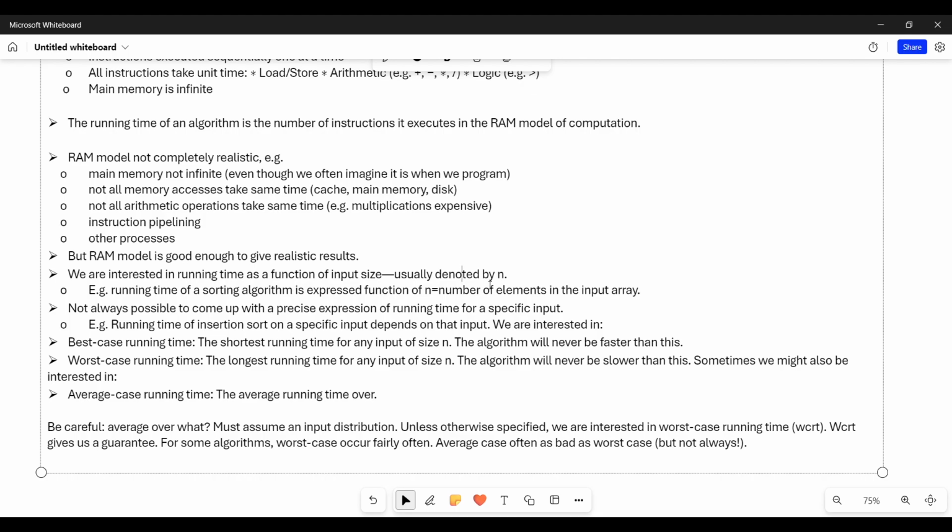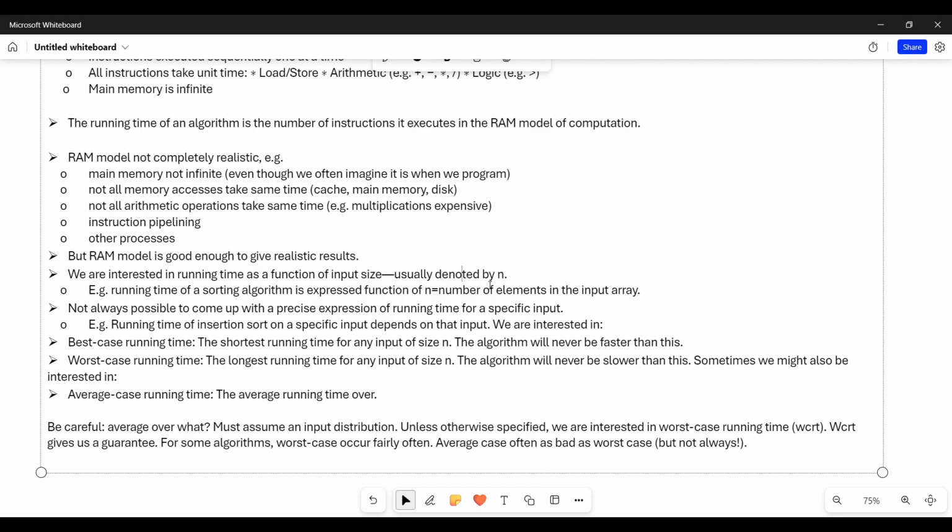Here we have three cases: best case, worst case, and the average case. Best case is the shortest running time for any input of size n. The algorithm will never be faster than this. That is the best case. The optimal performance of the algorithm is called the best case.